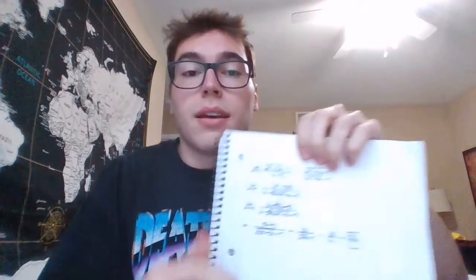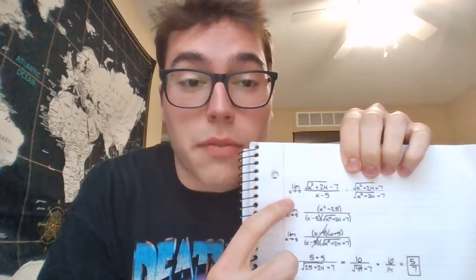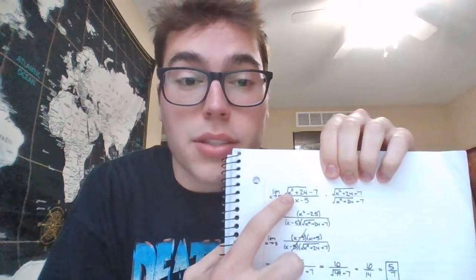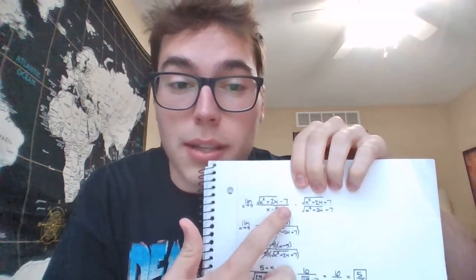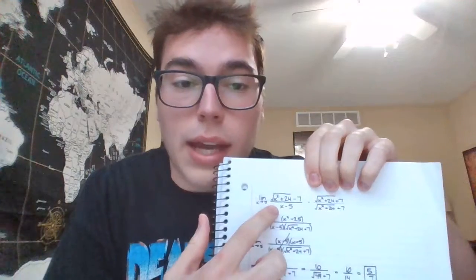All right, ladies and gentlemen, I will be presenting to you today the problem for number B that I got, which is the limit as x approaches 5 of the square root of x squared plus 24 minus 7 on the outside, over x minus 5. So the first step of these problems is that you want to multiply by the conjugate.